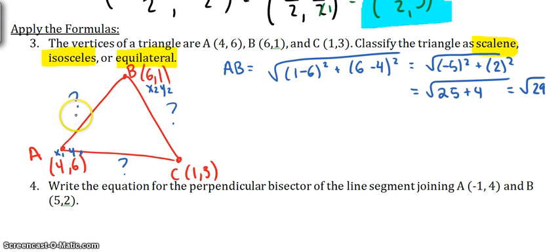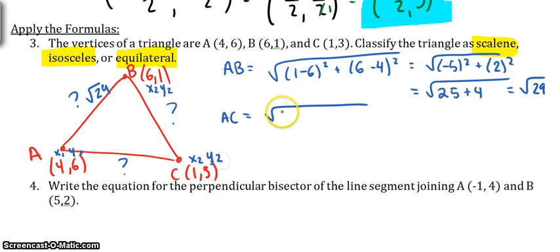But that only tells me the length here. We want to know, are there any that are the same? We've got to calculate the other sides then. Let's try AC. So AC, let's leave this as x1, y1. That means I'll call this x2, y2. So I'm going to take the difference of my y's, 3 minus 6, and square it. And I'll add the difference of my x's squared. So 1 minus 4 squared. I want everyone to go ahead and simplify this and see if it's the same as AB or not. I'll come back with the answer in a second.